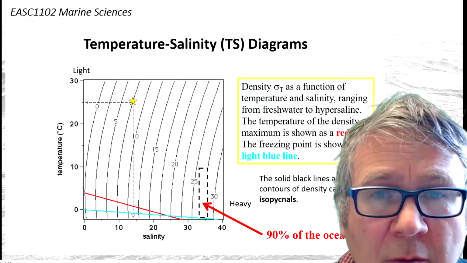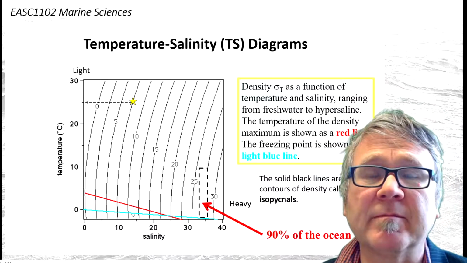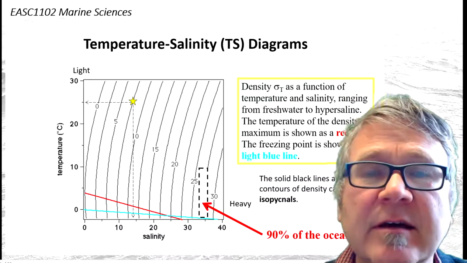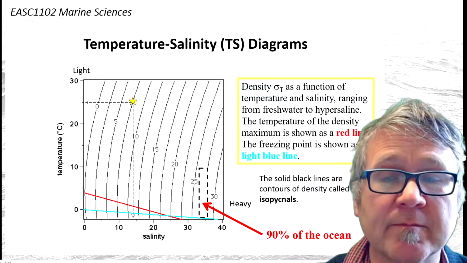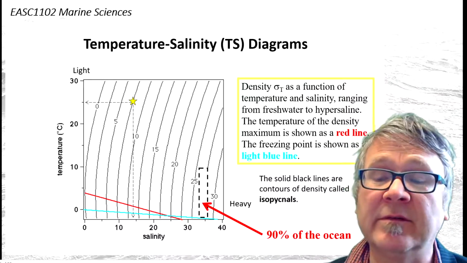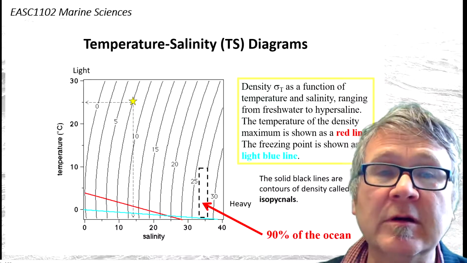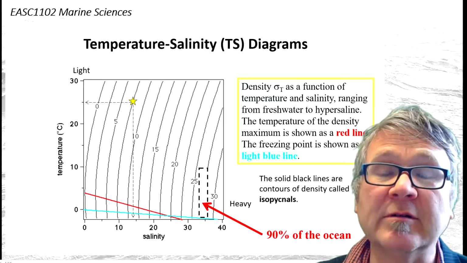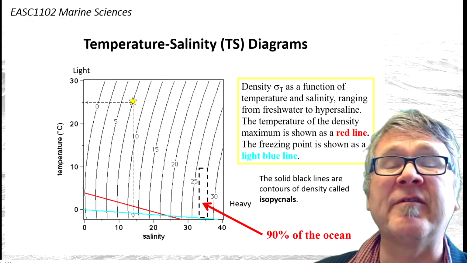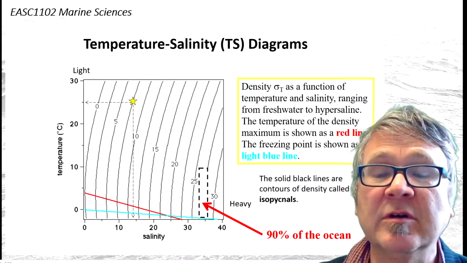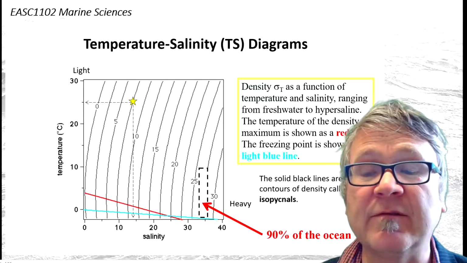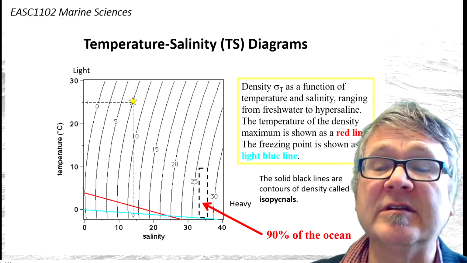In order to show measurements of temperature and salinity, we use a temperature-salinity diagram. It's called a TS diagram, which is shown here. On the x-axis is salinity, and you can see it varies from fresh water to ocean water to seawater, from 0 to 35. Some regions even have higher salinities. That's why it ranges to 40 here. On the y-axis is temperature, from below 0 to 30 degrees.